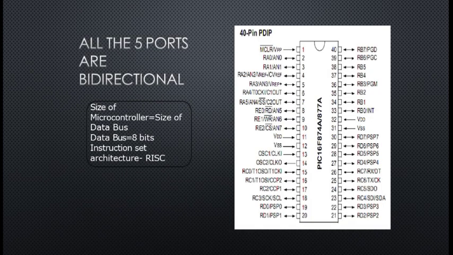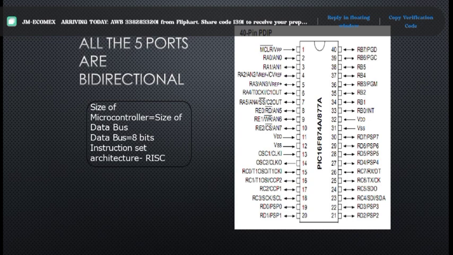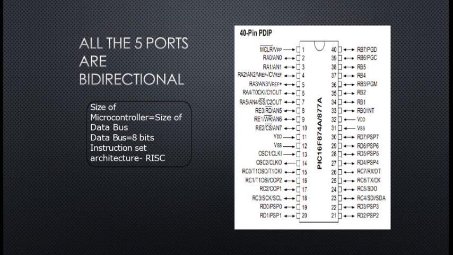All the 5 ports are bidirectional. Size of microcontroller, size of data bus: data bus equal to 8 bits, instruction set architecture RISC. This is a 40 pin PDIP, and the first pin is VPP, the second pin is AN0, and the third pin is AN1.